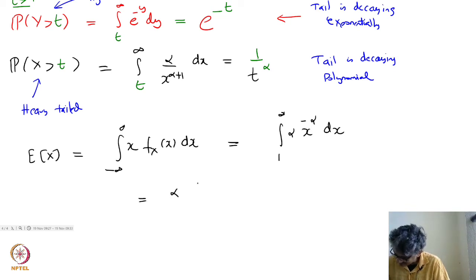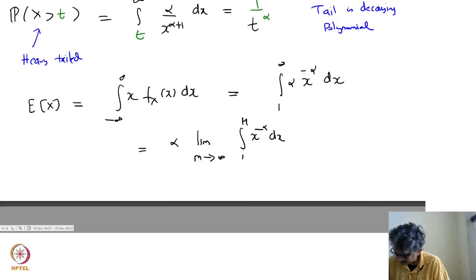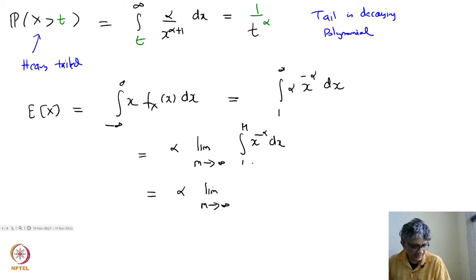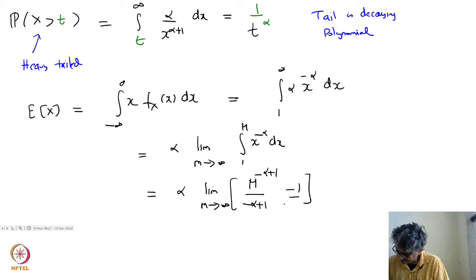Let's work it out. The way you would do it is you would take the limit as m goes to infinity of the integral from 1 to m of x to the minus alpha dx. Now this is going to be alpha times the limit as m goes to infinity of, if you do the calculation correctly, m to the minus alpha plus 1 over minus alpha plus 1, and then minus 1 over minus alpha plus 1.